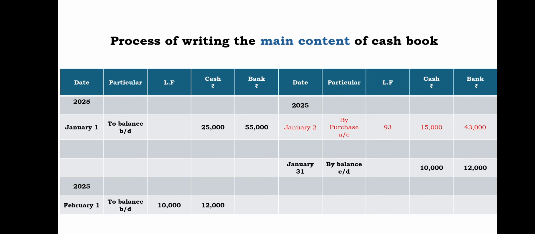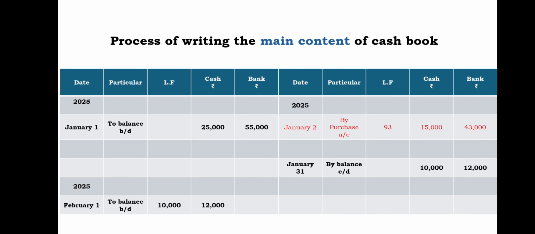So let's start understanding from the left side. As you can see, this is the year 2025 and we have the first day of January, that is January 1. The first thing we have to understand is to balance brought down. Whenever a cashier brings the balance of the cash book from the previous month, that is the month of December, to January, he always writes the balance as to balance brought down and writes it on the debit side, that is the left side of the cash book.